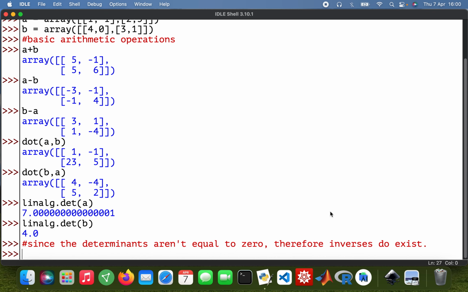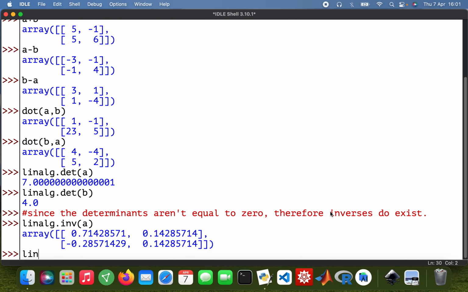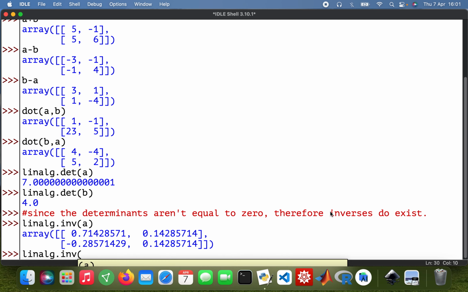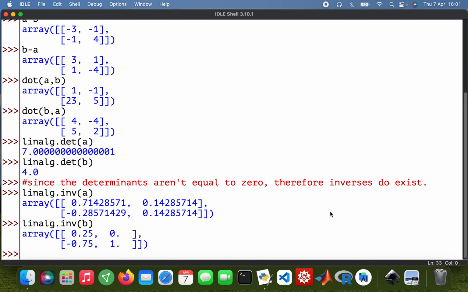Okay, cool. Right, so I need to find the inverse for my matrix A. So linalg dot inverse. Okay, then linalg dot inverse for my matrix B.